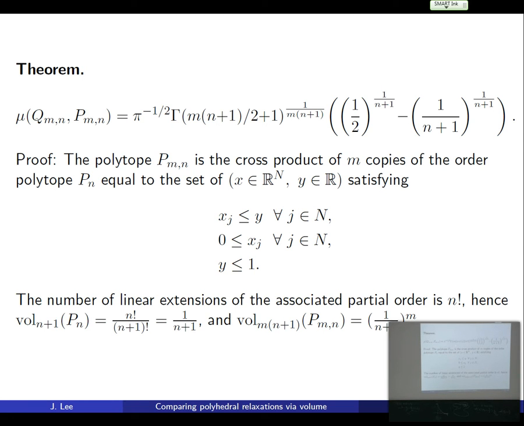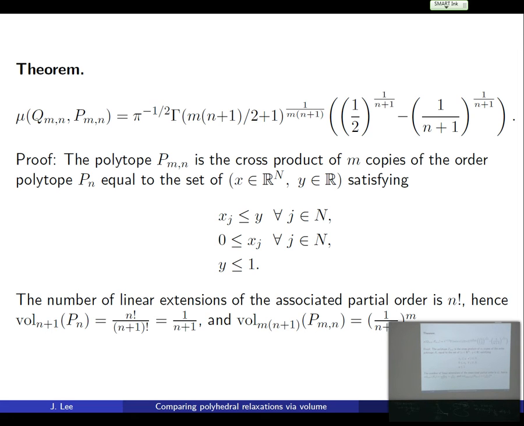So the strong formulation, it's just the cross product of m copies, as m facilities, for each of these. Right, I've just suppressed the I variable, and for each facility, this is what the set looks like, and it's just the cross product of all these. It's really easy to get the volume of this. So this sits in dimension n+1. These inequalities are the inequalities of an ordered polytope. So you have a partially ordered set. The partial order is just what you see here, that each xj is less than or equal to y.